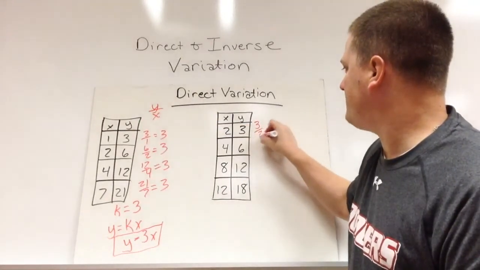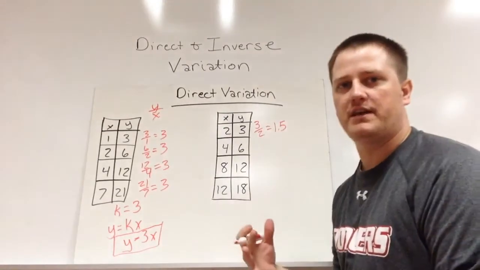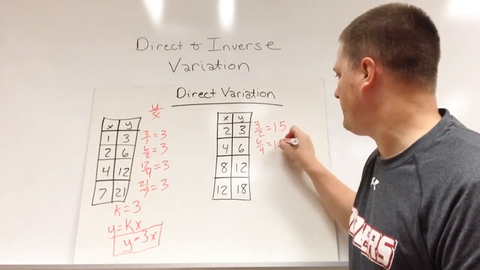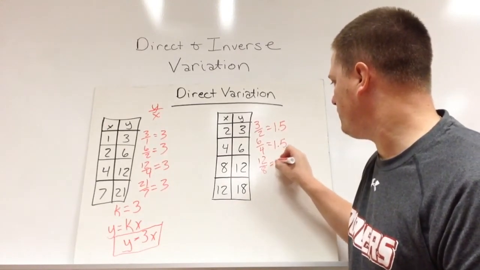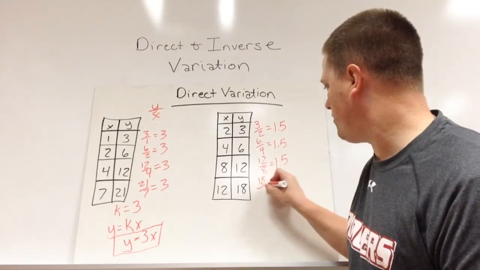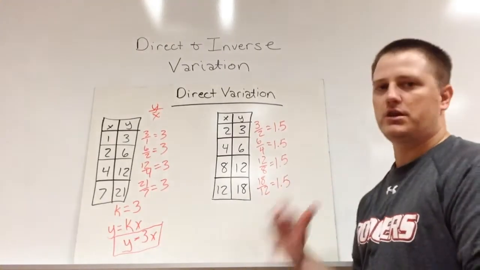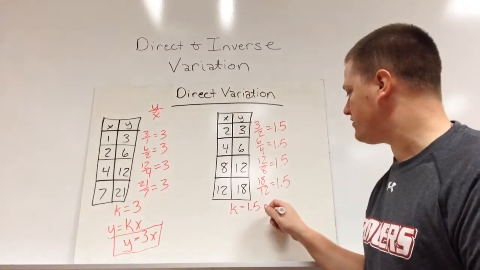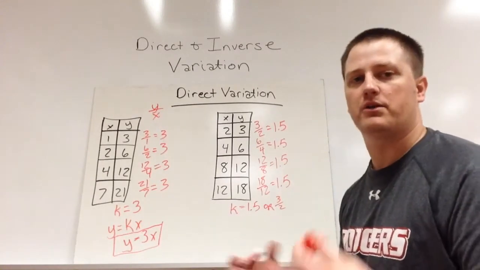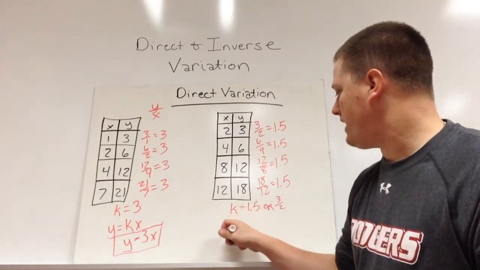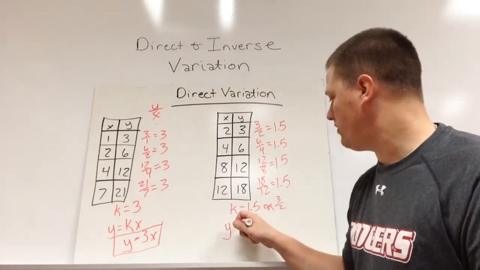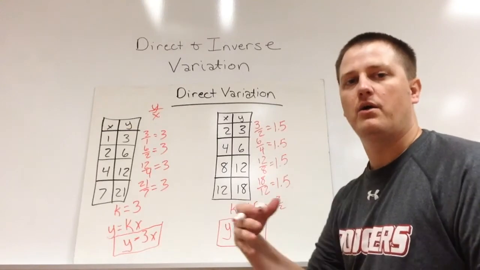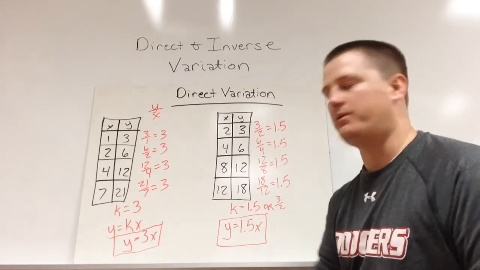So we go 3 divided by 2, which is 1.5. We're going to use a decimal on this; we could use the fraction version also. 6 over 4 is 1.5. 12 over 8 is 1.5, and 18 over 12 is 1.5. So it looks like our constant here is 1.5. We could use the fraction version, which is 3 over 2. We wouldn't use the mixed number; we'd use the improper fraction or the decimal. We can then create our direct variation equation as y equals 1.5x. Again, this equation would allow us to predict what a y would be if we know the x, or what an x would be if we know the y.